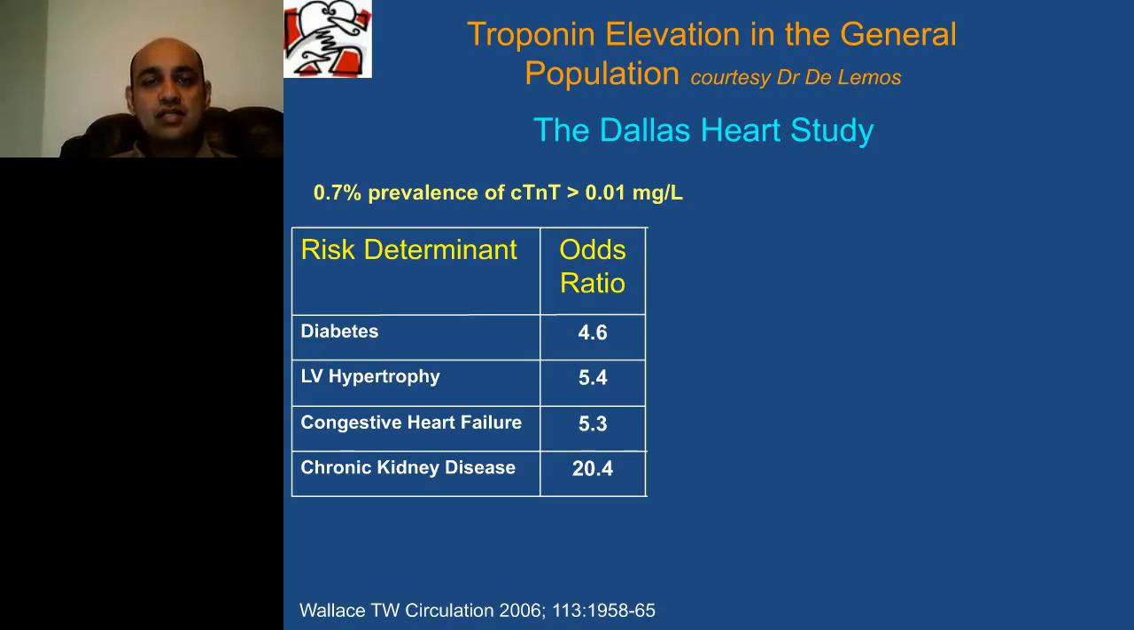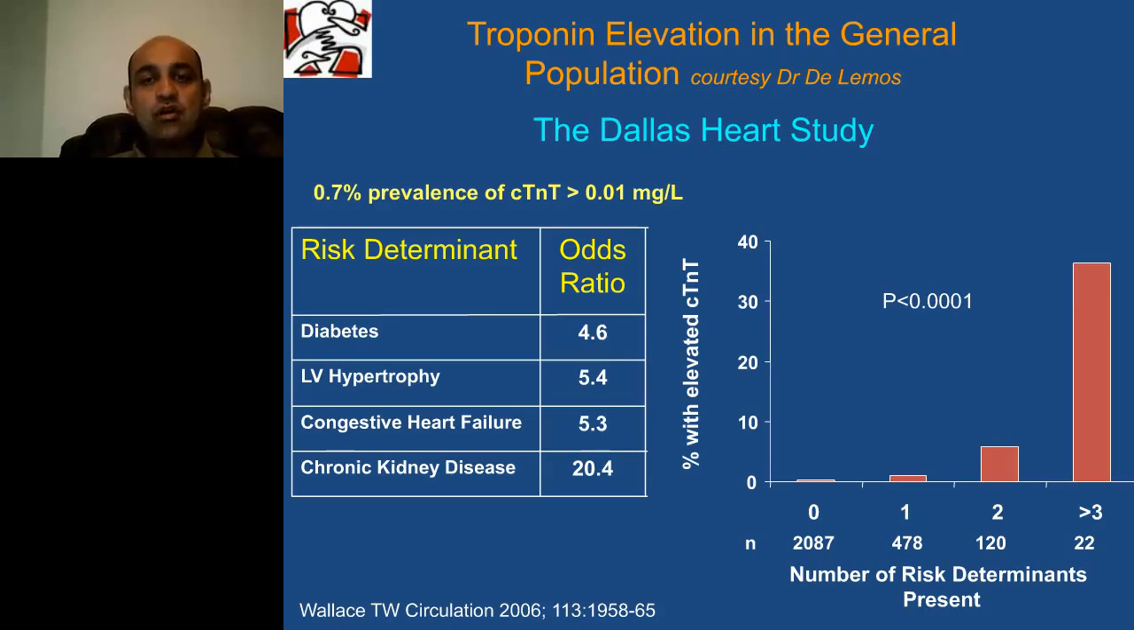And what they found in this study was the determinants of who had these measurable troponins were individuals with diabetes, individuals who had LVH, who had congestive heart failure, and chronic kidney disease. Now, if you had more of these risk factors, the chance that you had elevated troponin was higher, with people having more than 3 of these risk factors, namely diabetes, LVH, congestive heart failure, and chronic kidney disease, having almost a 35% prevalence, or 35% of them had elevated troponin levels. Now, the key for this is with the older generation troponin.